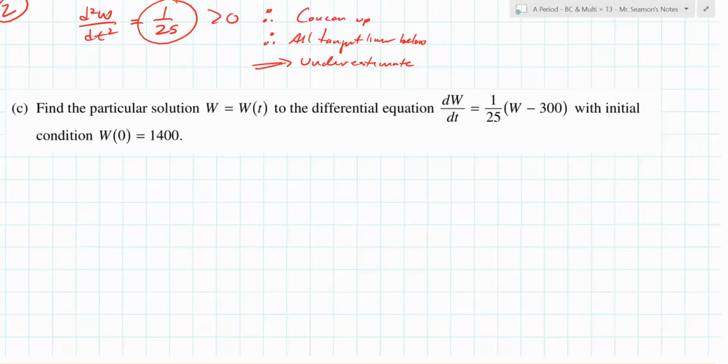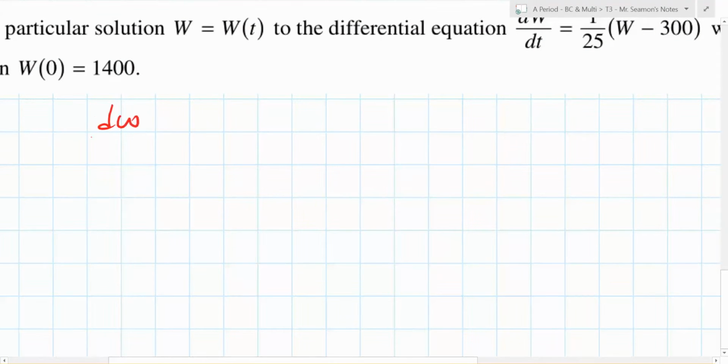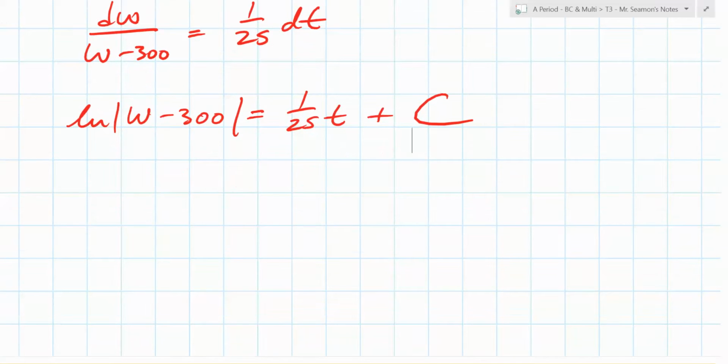What do you have to do first, Lena? Separate. So we divide by w minus 300 and you end up with dw over (w minus 300) is equal to 1/25 dt. And then what do you do? Integrate. So you get ln of (w minus 300) equals 1/25 t plus some constant. Now you need to isolate w, so it's going to be e to the what power? 1/25 t plus c equals w minus 300.